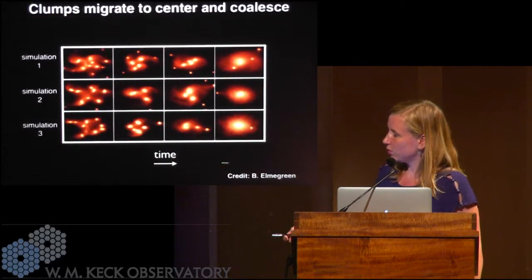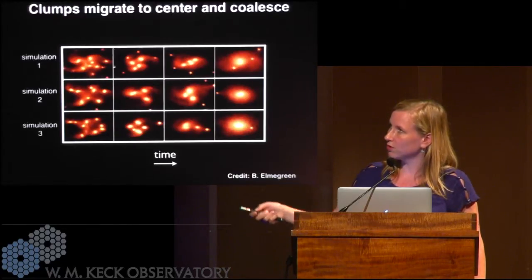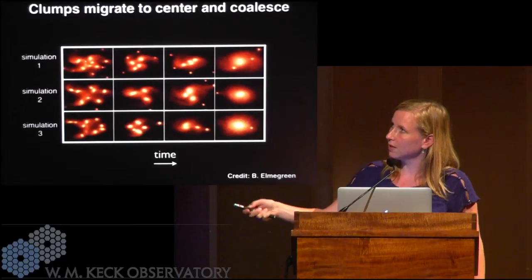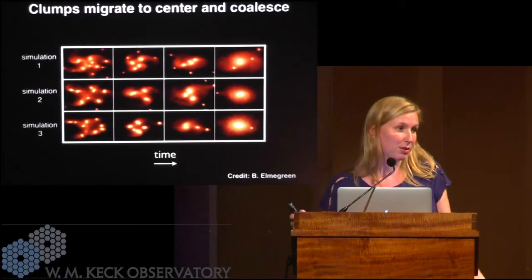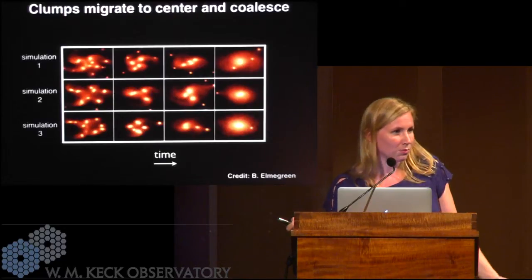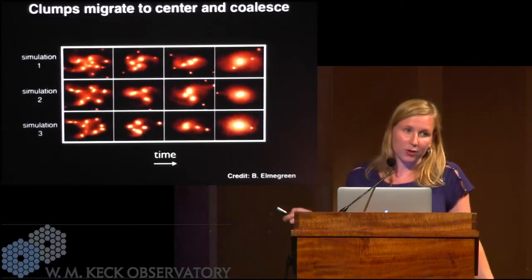So time goes into the horizontal direction, and here you see 3 different simulations. So you start off with something like this, and you see those clumps are migrating to the center, and you end up with something that maybe looks like a compact galaxy. Seems maybe like a plausible theory. But what else? What else could do it?